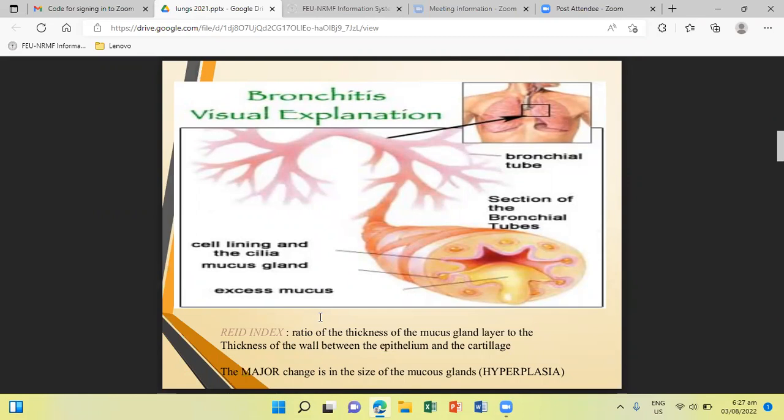This index is actually telling us the ratio of the thickness of the mucus gland layer to the thickness of the wall between the epithelium and the cartilage. As I have mentioned, the mucus hypersecretion is due to hyperplasia of your submucosal glands.